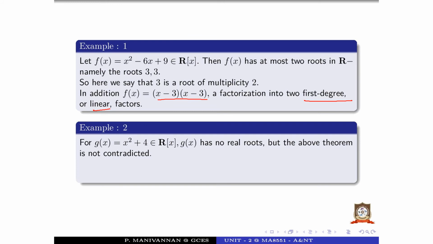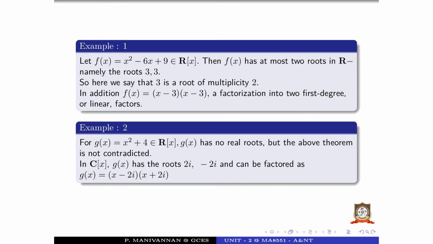Given g of x equal to x squared plus 4 belonging to R of x, then g of x has no real roots. But the above theorem is not contradicted. What is the above theorem? It has at most 2 roots, not exactly 2 roots. Okay.